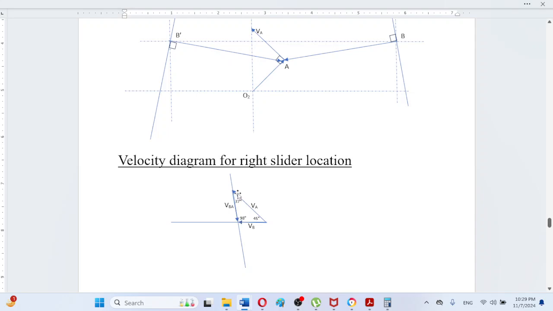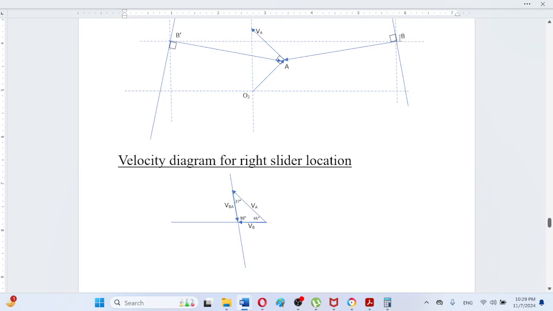So as we can observe here, from this velocity triangle we can also observe the angular velocity, or the rotation, of the connecting rod, this right connecting rod. The direction of its rotation will be clockwise, because the tail of VBA will be located at point A and its arrow will be located at point B.